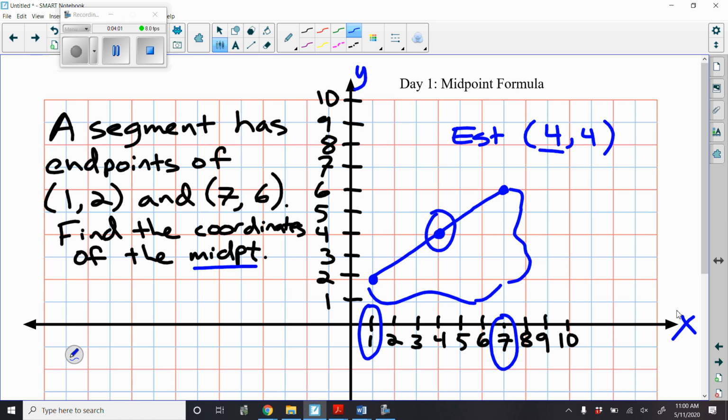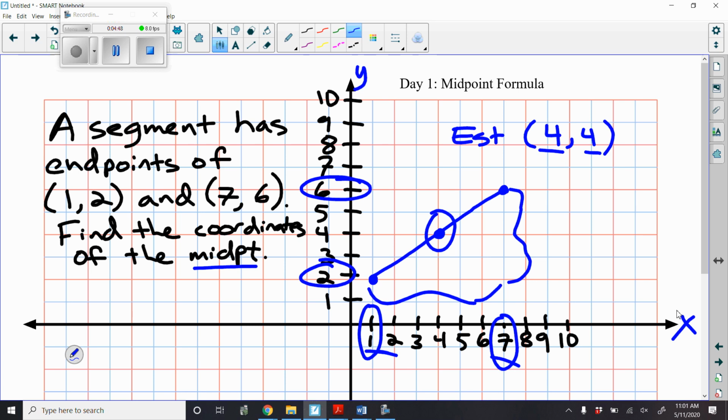I can find the x part. We want to find what's right in the middle of these 2 x values. To find the y coordinate, I want to find what's right in the middle of these 2 y values. And that gives me 4. Now, figuring out what's right in the middle of 2 numbers is called an average. So instead of always having to sketch this or count off to figure out what the midpoint is, there's a much easier way to do it. What we know is the x midpoint is just the average of the 2 x endpoints. The y midpoint is the average of the 2 y endpoints.